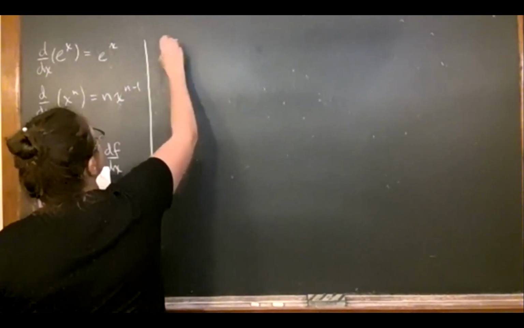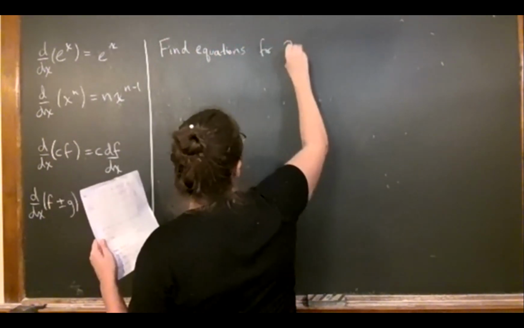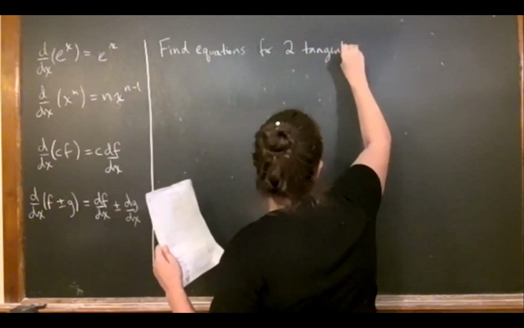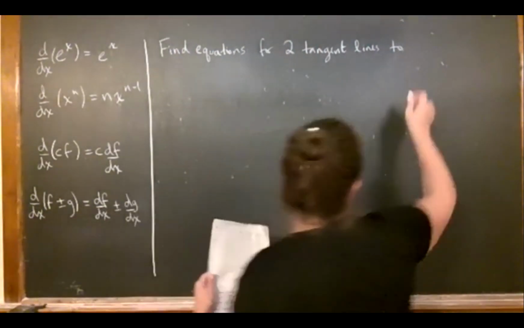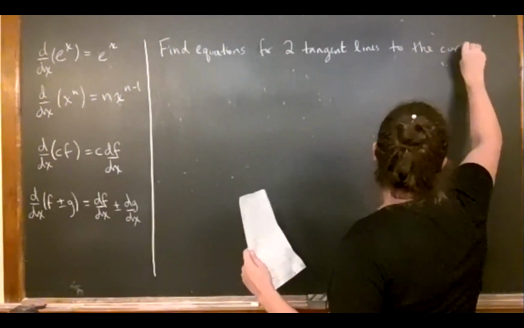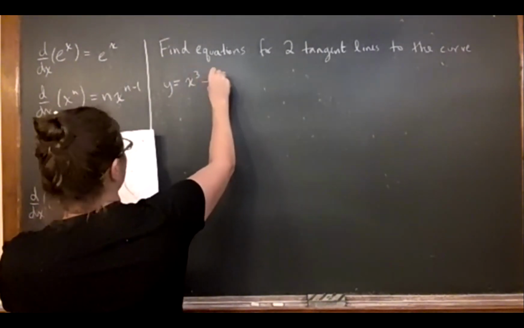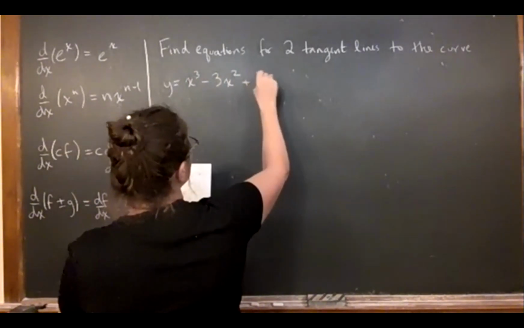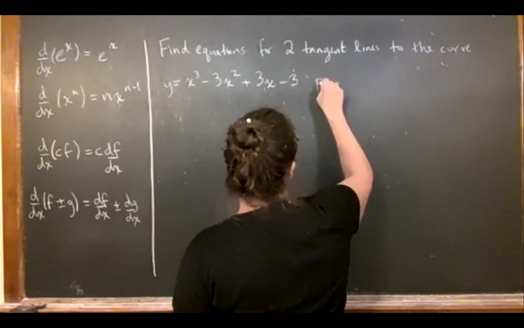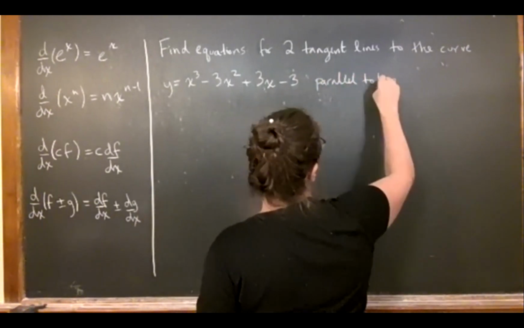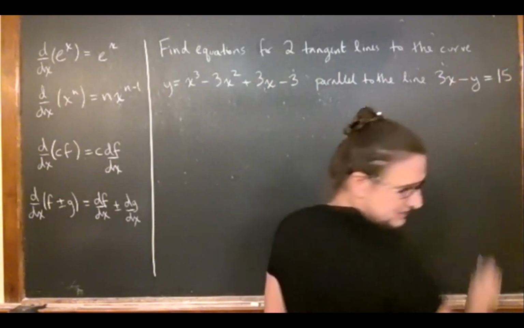They say, find equations for two tangent lines to the function, right, to the curve y equals x cubed minus 3x squared plus 3x minus 3 that are parallel to the line x minus y equals 15, I think it was. Okay.